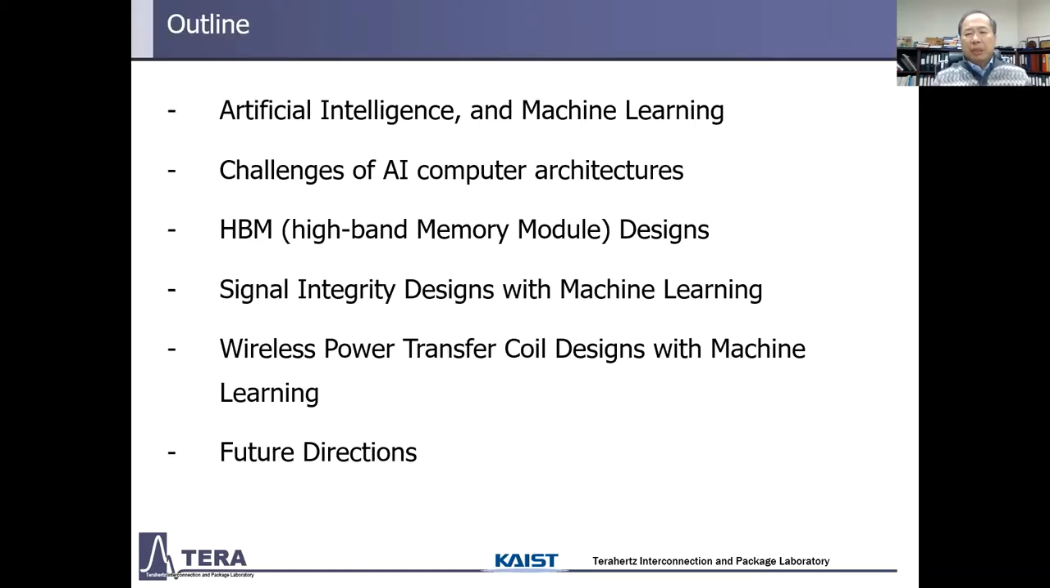This slide shows the outline of my presentation. I will start with artificial intelligence and machine learning introduction. Then I will introduce challenges associated with AI computer architectures and high bandwidth memory module designs. In the next chapters, I will give you short introductions of signal integrity design examples with machine learning and wireless power transfer coil design examples with machine learning. And finally, I will give you future directions.